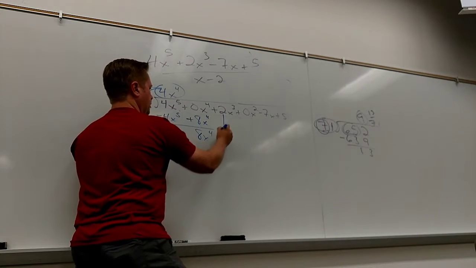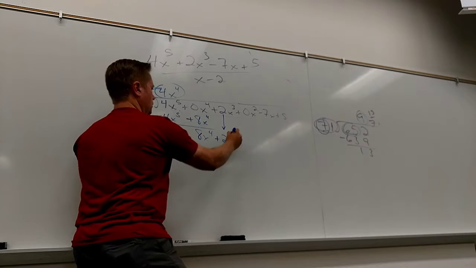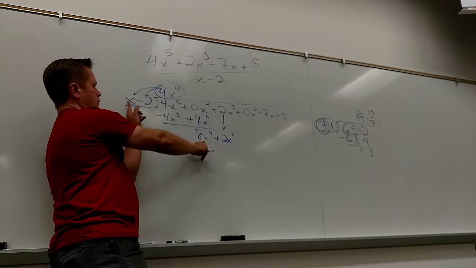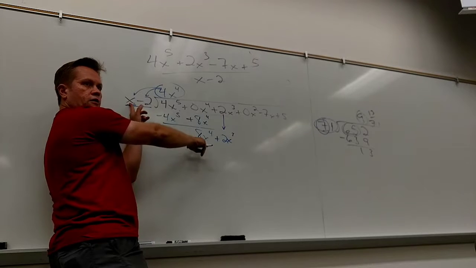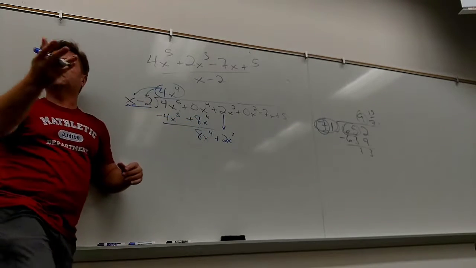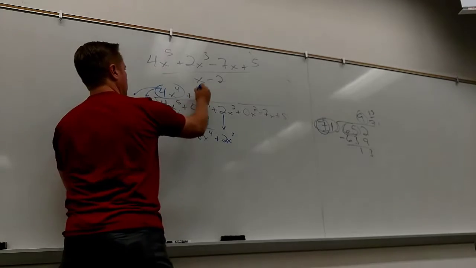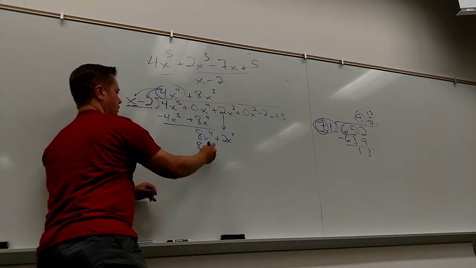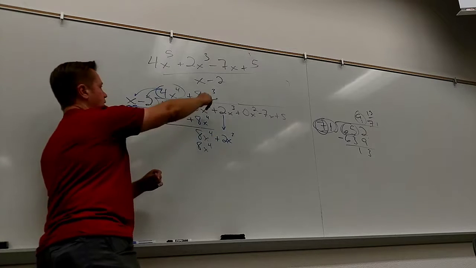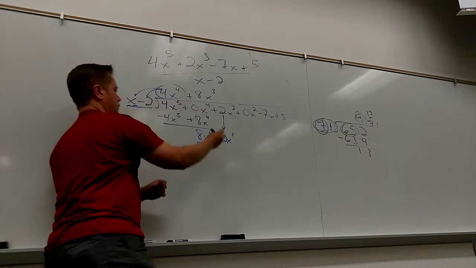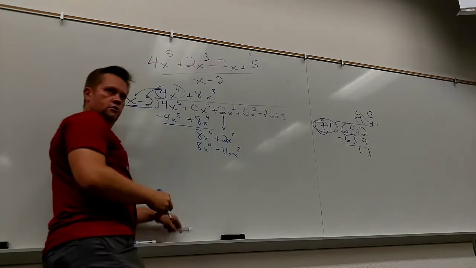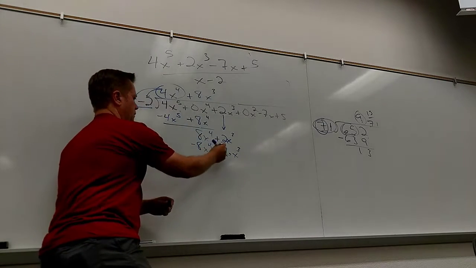So here I got to bring down the plus 2x cubed. Now what do I put up here now? x goes into 8x to the fourth, 8x cubed. I like it. 8x cubed times x is exactly the thing we just did. And then 8x cubed times negative 2, negative 16x. Switch the signs. Bam, bam.